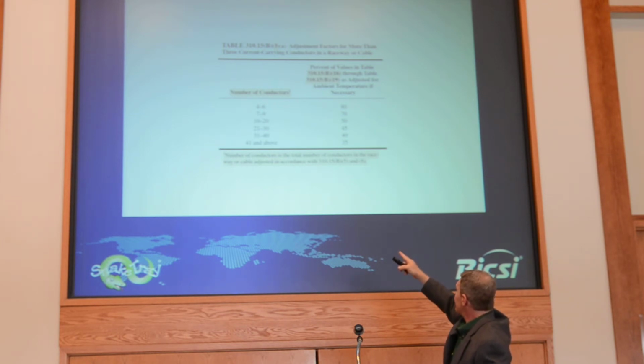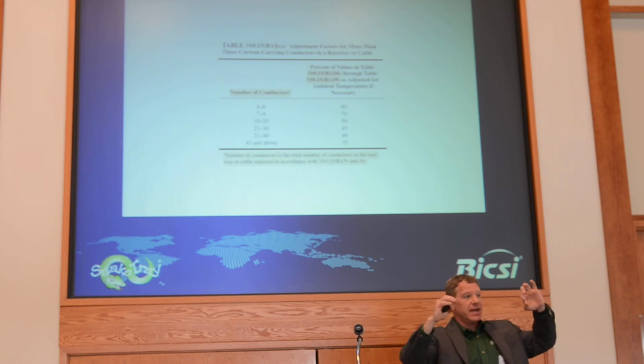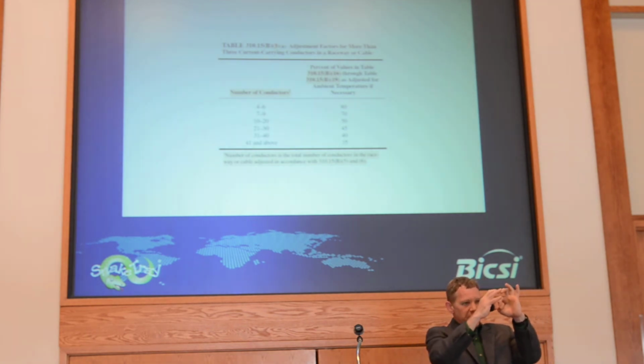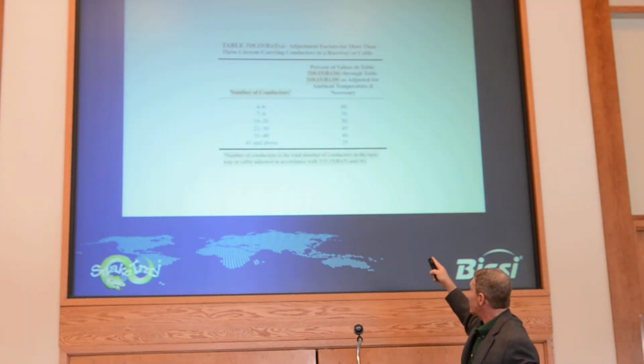And it's based on simple physics, right? The higher the number of conductors, the more physical area in the conduit you're going to take up and the less airspace. So the less airspace, the higher the correction factor you need to use.